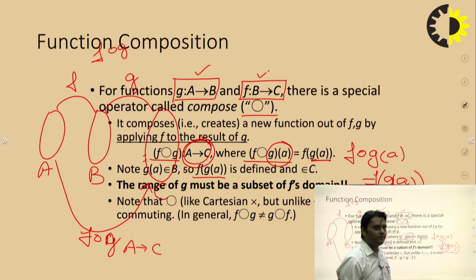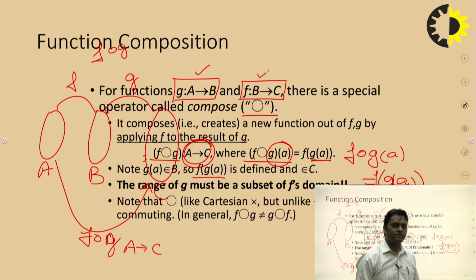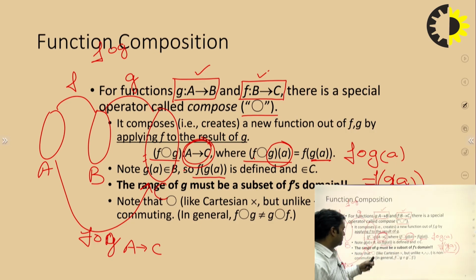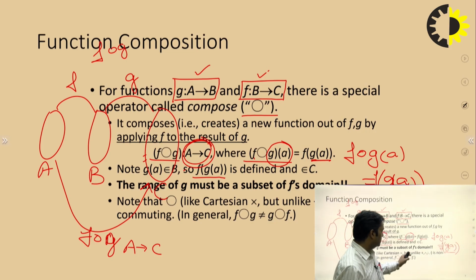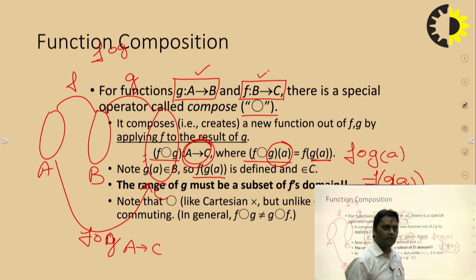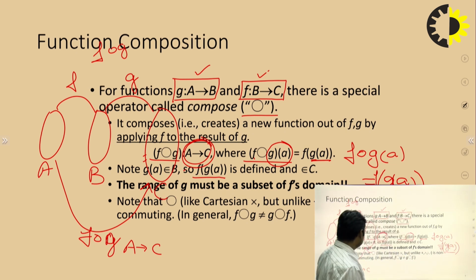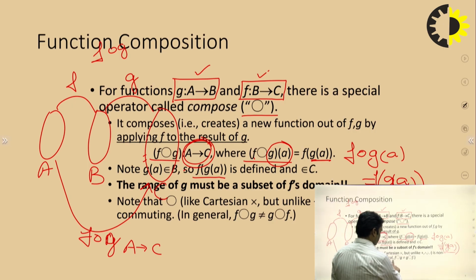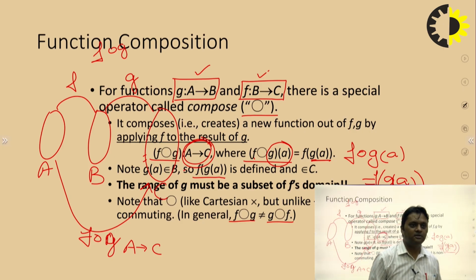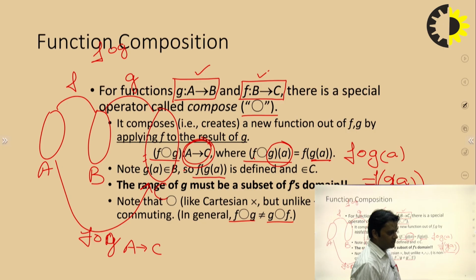The range of g must be a subset of f's domain. That composition, unlike Cartesian product and union, is non-commuting. In general, f∘g is not equal to g∘f. If we find the composition of f of g and the composition of g of f, they will not be equal.